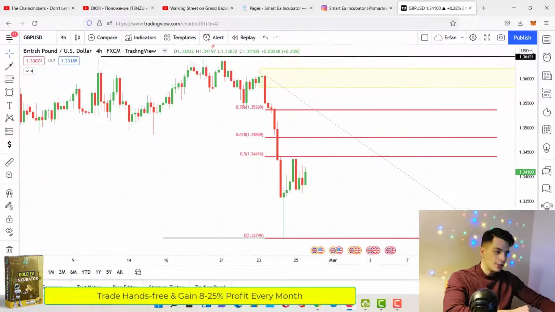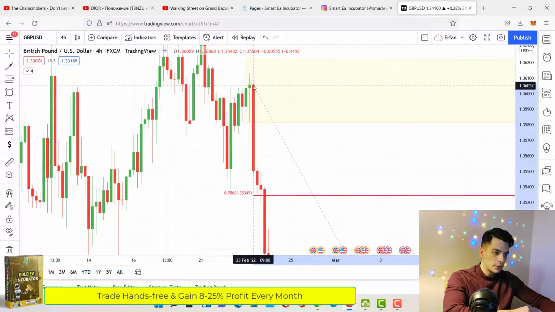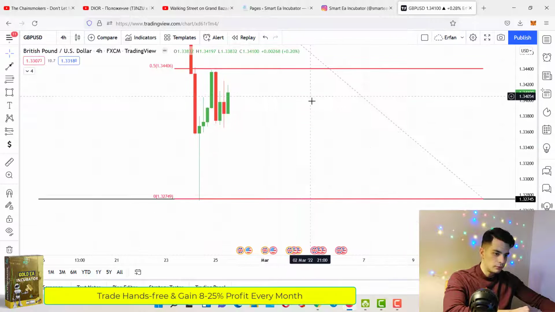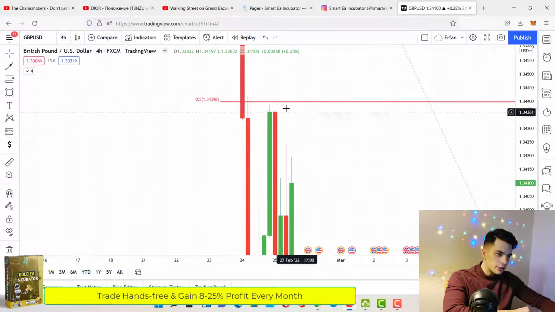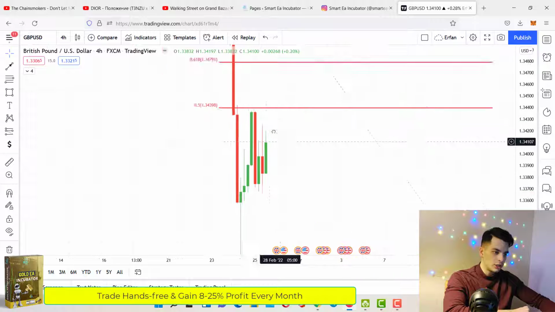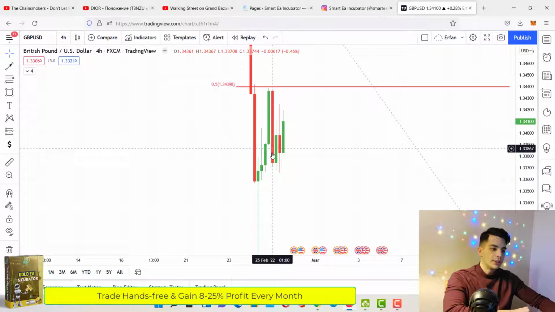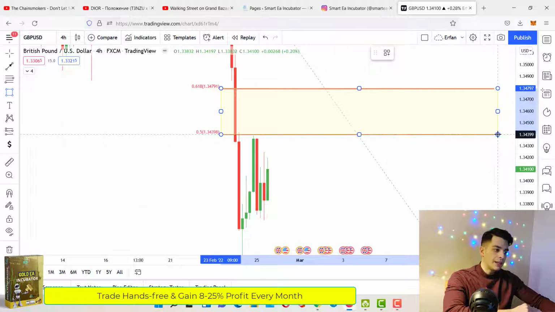So let me be super accurate, from here all the way to here. It kind of touched this golden zone, but not completely. It tried to reach this level, and then after that got a huge drop. It's a bearish engulfing candle, but as you can see, it's creating some sort of consolidation. In my opinion, it's trying to reach this 4-hour golden zone, and then after that we'll see what happens.